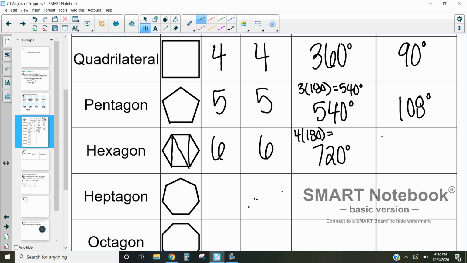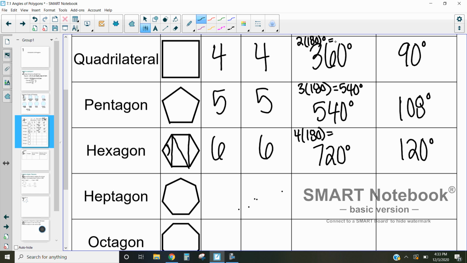Now, what is it going to be for one of those angles? So what is this angle itself going to be? Well, that would be that 720 divided by 6, which is 120 degrees. So that's just one of our angles. So this is a really interesting thing that we can do here. We can kind of see a pattern that's starting to develop. This 360, remember, was 2 times 180 degrees to get that 360.